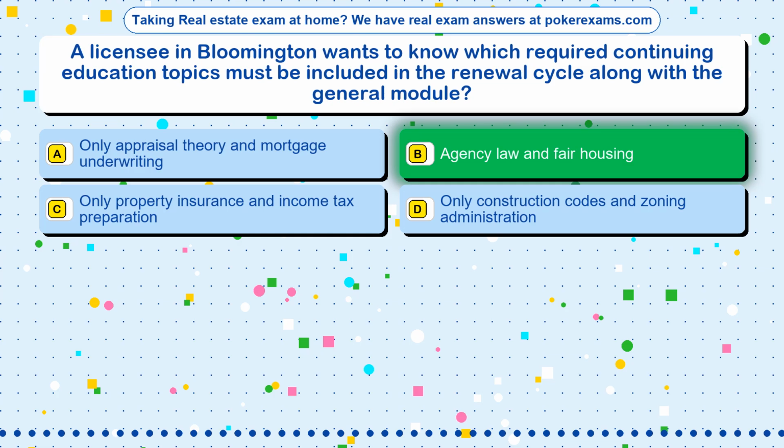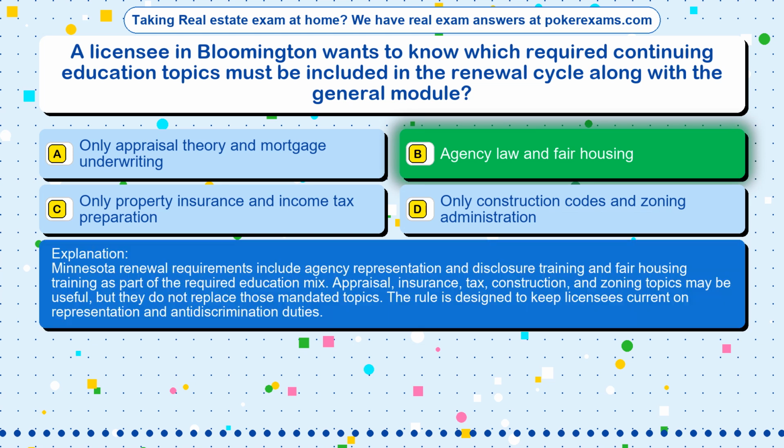The correct answer is option B, agency law and fair housing. Minnesota renewal requirements include agency representation and disclosure training and fair housing training as part of the required education mix. Appraisal, insurance, tax, construction, and zoning topics may be useful, but they do not replace those mandated topics. The rule is designed to keep licensees current on representation and anti-discrimination duties.